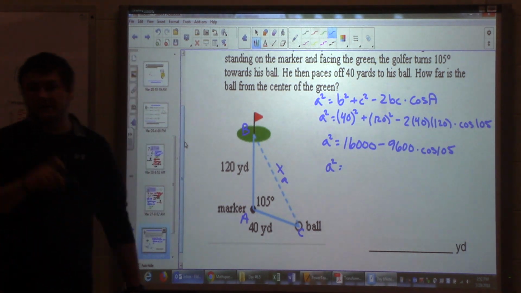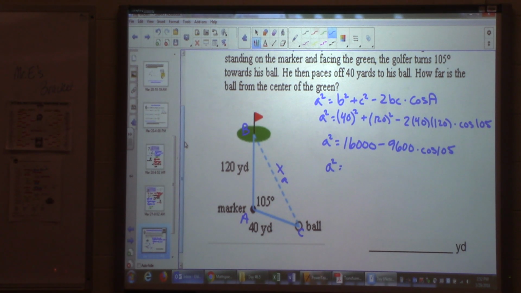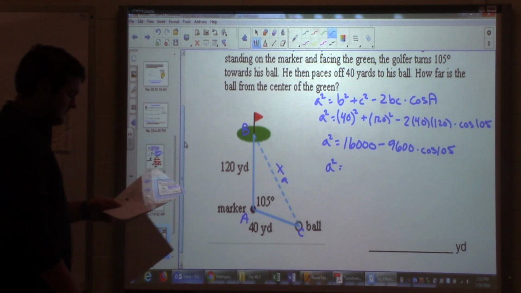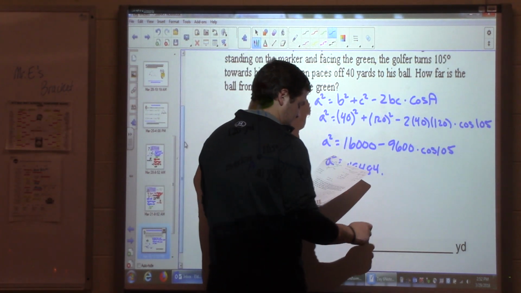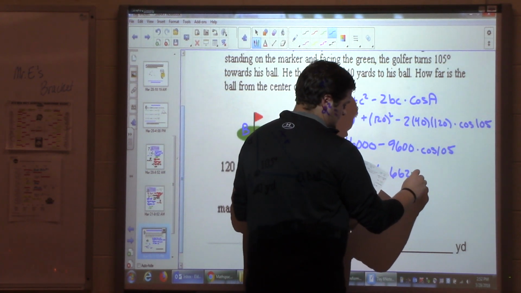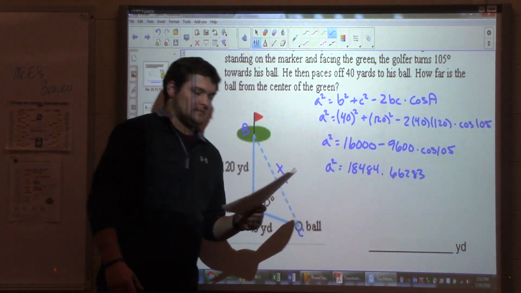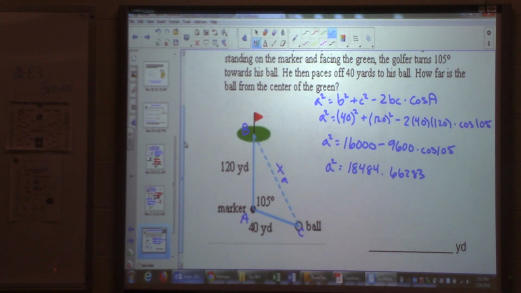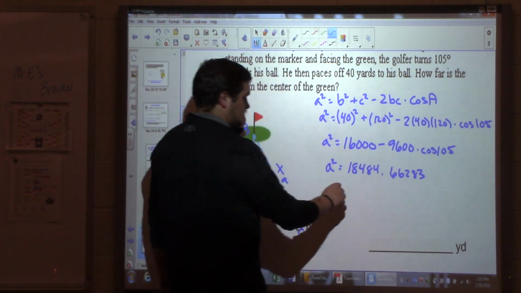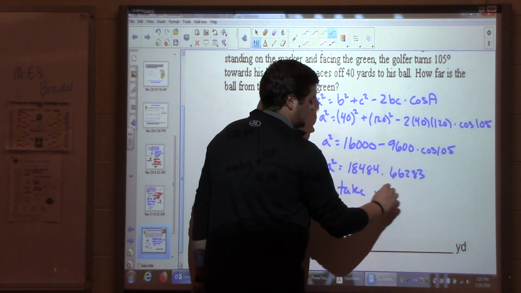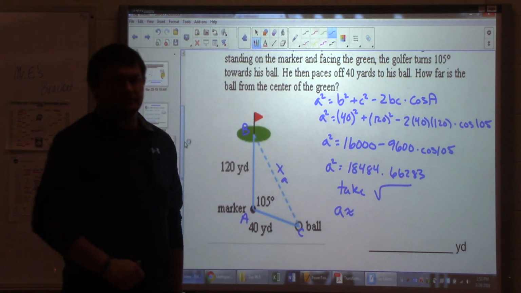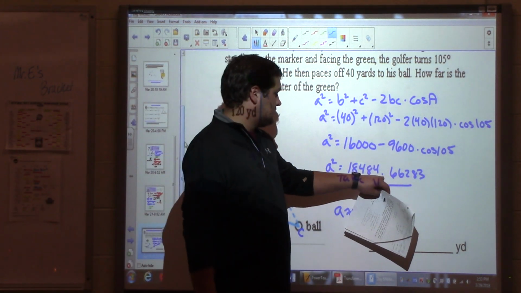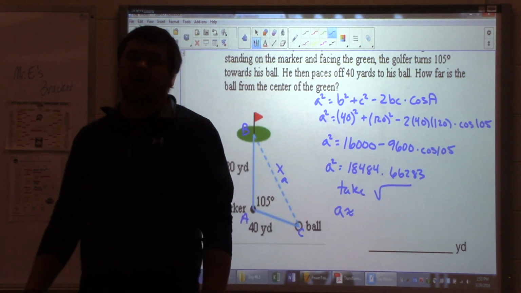I'll give you a second to do that. We should get A squared equals 18,484.66283. We need to take the square root, because we want A all by itself. Is that a multiplication sign or a decimal? Right here, yeah, the decimal. Did we all get that?